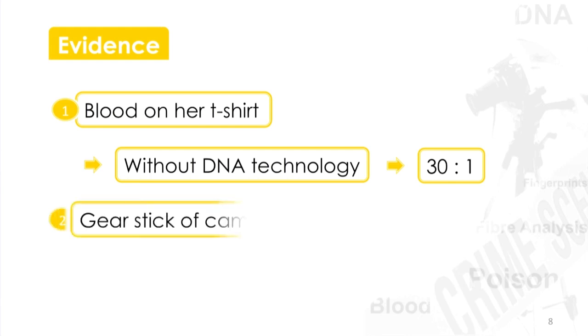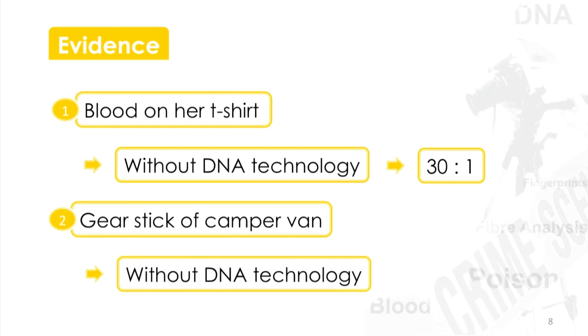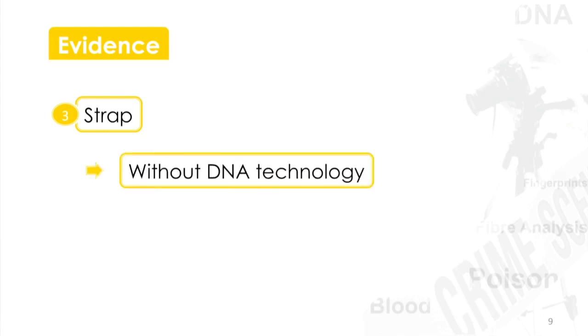What about the gear stick of the camper van? Well, without DNA technology, you wouldn't have got any evidence of that gear stick. Nothing. What about the strap? Again, the only thing linking the strap to Bradley Murdoch is the DNA. So without DNA technology, there's no evidence.